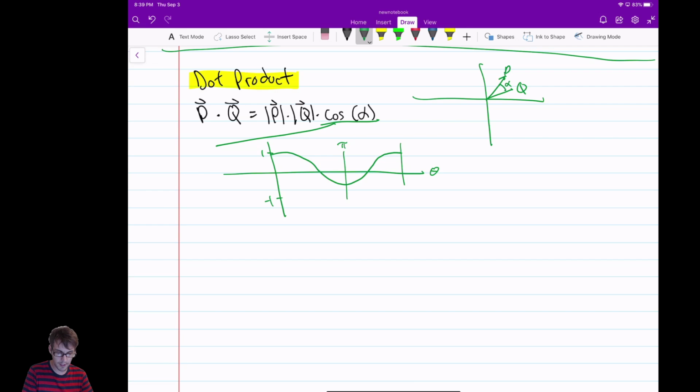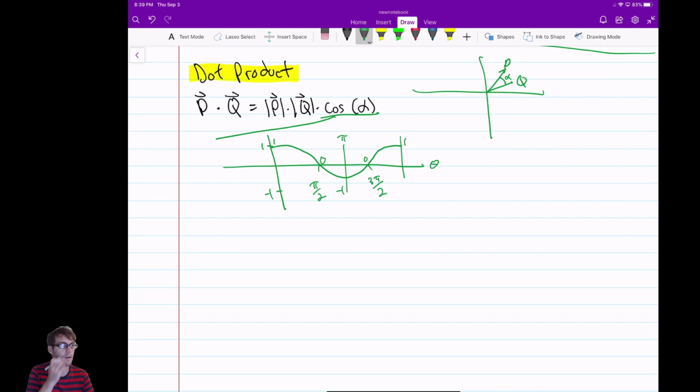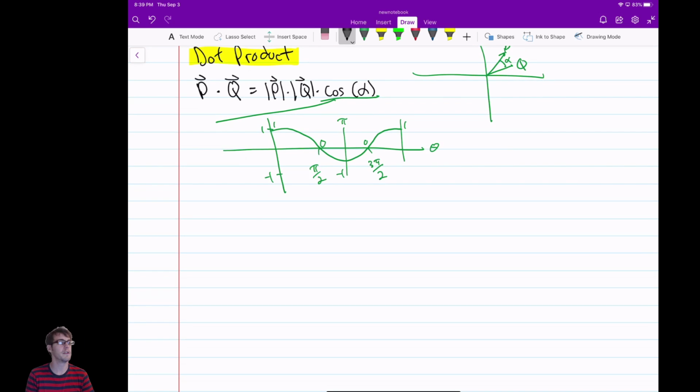This is pi. This is pi over 2. This is 3 pi over 2. Look familiar? It equals 0 at that point, -1 at this point, 1 at this point, 0 again, and up to 1 here. So that's important to refer back to. So I painted that there, and we'll come right back to it in a second. But first, I want to talk about some of the important rules or properties of dot products.